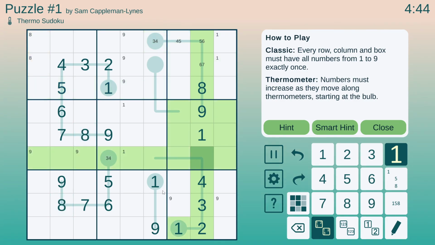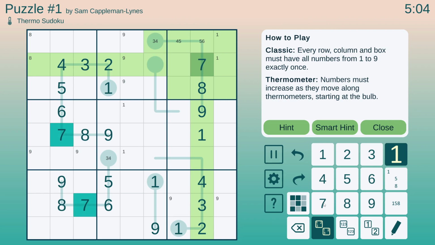Now I think it could be anything, because this could go 7, 8, 9. No, it can't. This can't be a 7, because I can't have a 9 at the end of this. This is an 8 at the most. Wow, what a cool puzzle, honestly. So this can't be 7, 8, 9, because the 9 would conflict. So this has to be the 7.